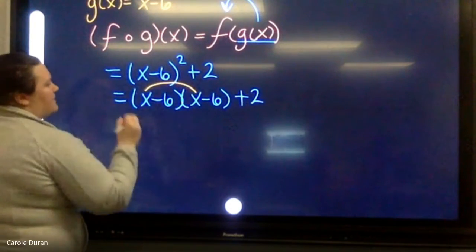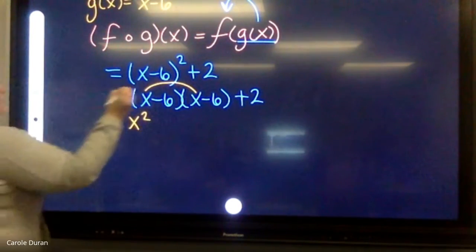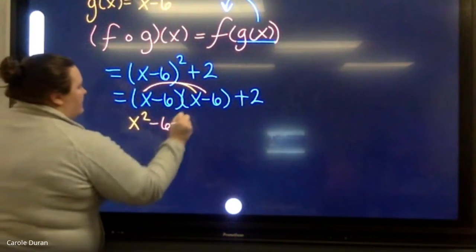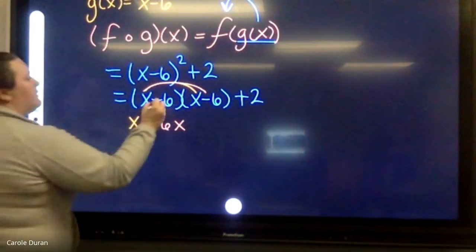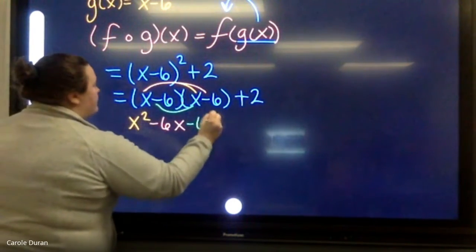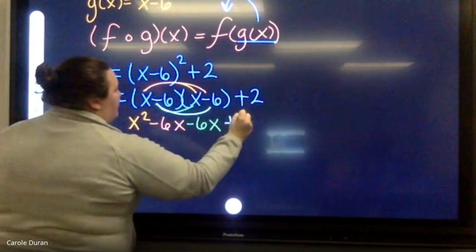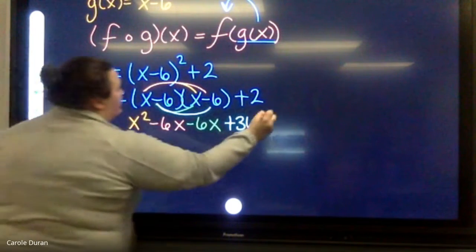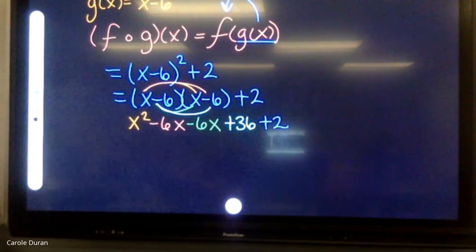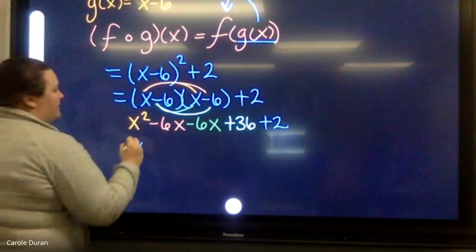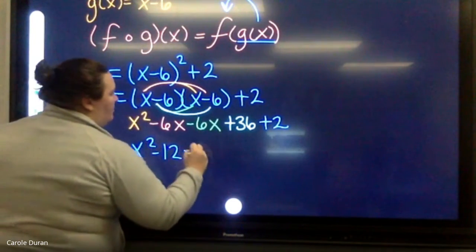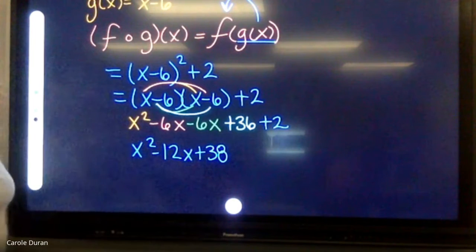So we're going to have x times x is x squared. X times a negative 6 is a negative 6x. Negative 6 times x is a negative 6x. And negative 6 times a negative 6 is a positive 36. And then I still have my plus 2 at the end. I expect this in simplified form, so I'm going to combine like terms, which leaves me with x squared minus 12x plus 38. Questions, concerns, or issues there?